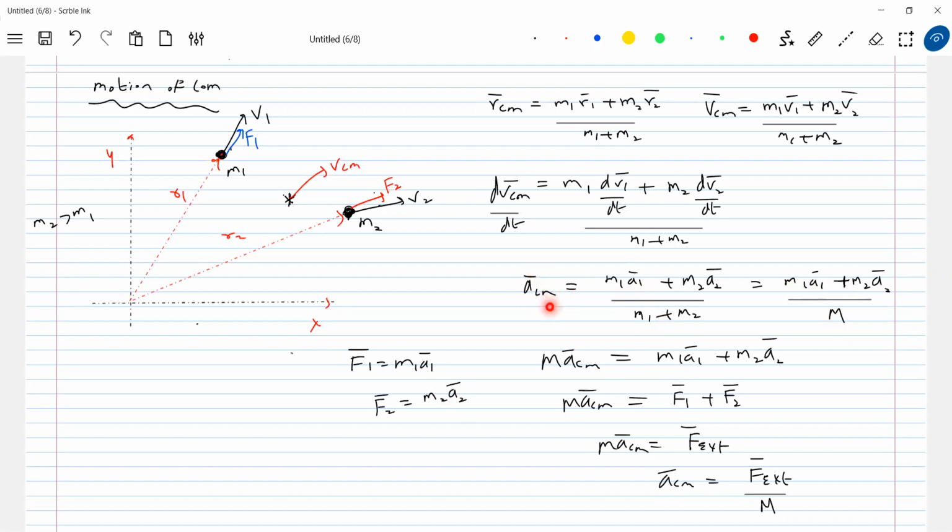This is one approach. What is the other approach? Directly go for the net external force acting on the system, and since I know the mass, I'll get the acceleration of center of mass. I think this word, approach, is very important. Two approaches are there to calculate the acceleration of center of mass. The first approach is this one.